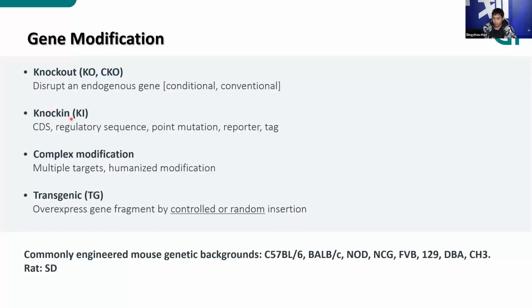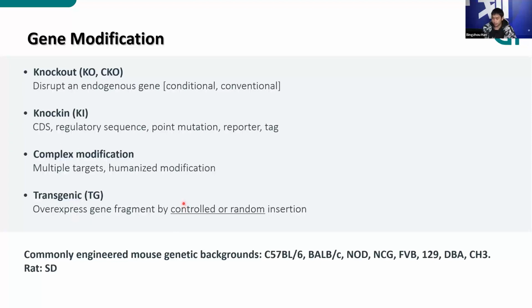And then we could do knock-ins to put an exogenous coding sequence or regulatory sequence, or a point mutation, or reporter gene, or epitope tags into the genome at the site we want. And also we could combine different or multiple knock-ins and knockouts together to do complex modifications. Like we can simultaneously do knock-in at multiple targets, and we could humanize an endogenous mouse gene and substitute it with a human homologous gene. And last, we can do transgene to achieve overexpression of gene fragments, either in a controlled manner or in a random manner.